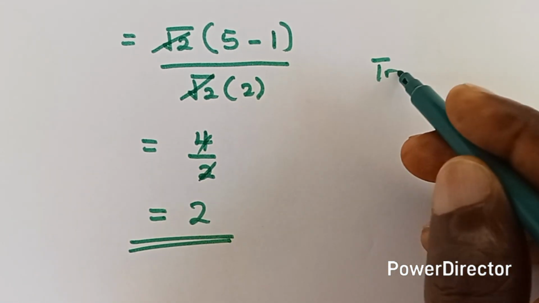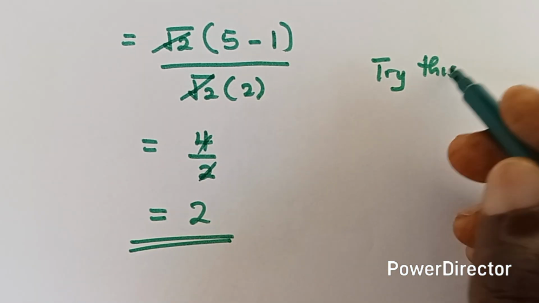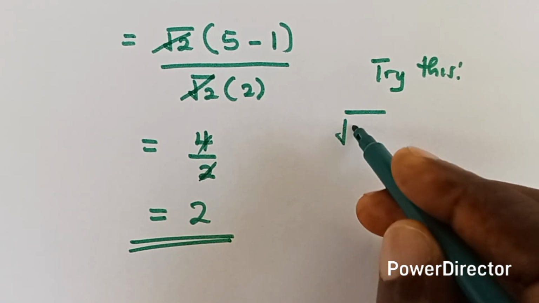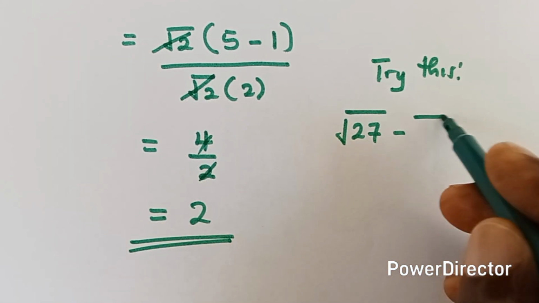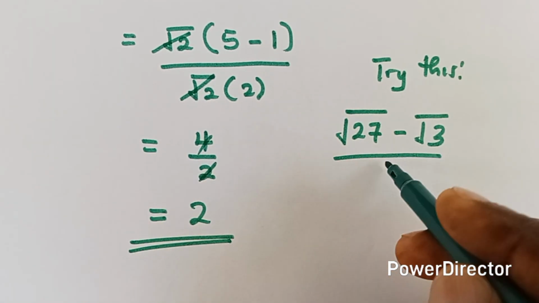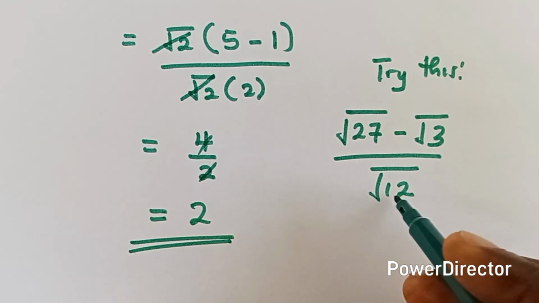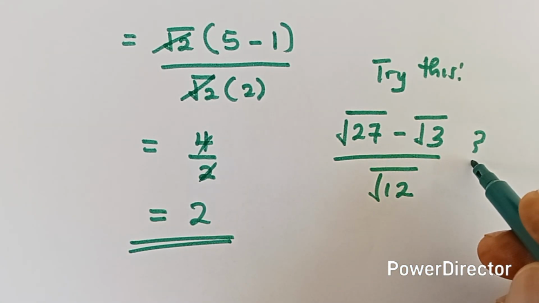Now let's try this out. We have the square root of 27 minus the square root of 3 over the square root of 12. Now let's simplify this and write our answer down in the comment section.